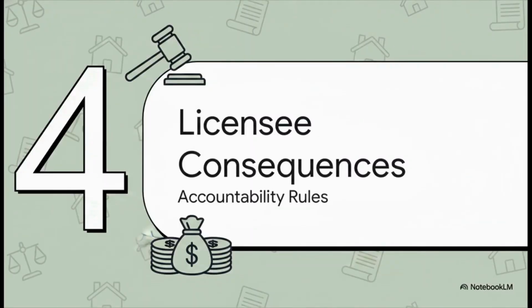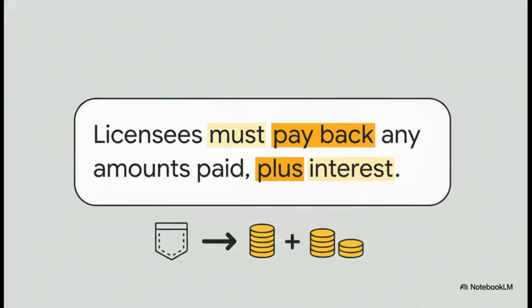Which brings us to Section 4, consequences for the licensee. So what actually happens to the real estate agent who caused this whole mess in the first place? Well, the system heavily holds these professionals accountable. The agent definitely does not get off the hook just because the fund stepped in to pay the victim. Nope, not a chance. The licensee is legally required to pay back the fund entirely, and here's the kicker, they have to pay it back with interest added on top.